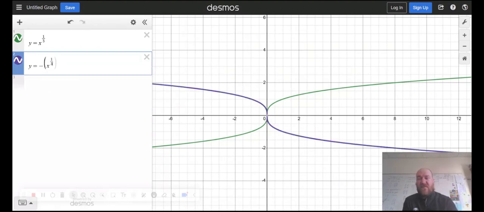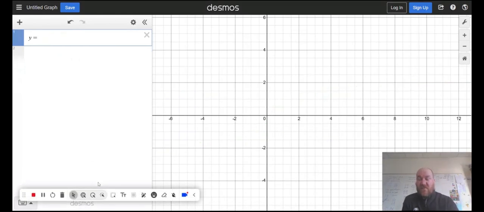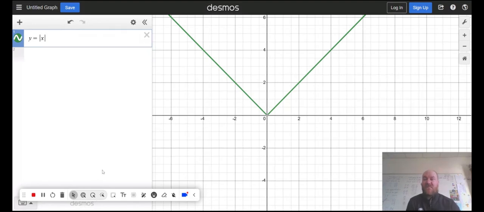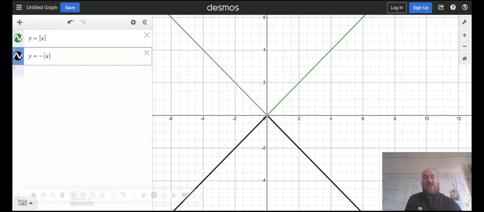So the difference is, you can see I'm putting the negative after everything, and you can see this graph looks the same because that's how it is. So let's try a different graph here. Let's try absolute value of x. So absolute value of x is a V shape, but if I put the negative outside of the absolute value sign, you can see that it makes it go the opposite direction.